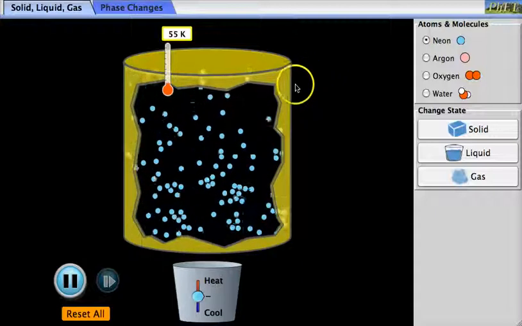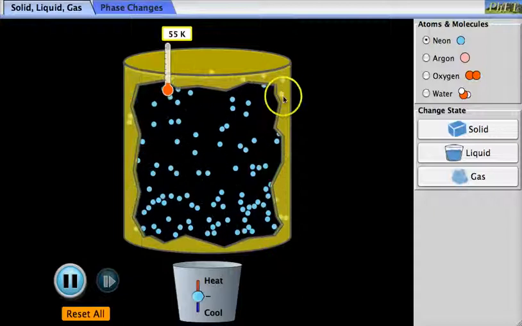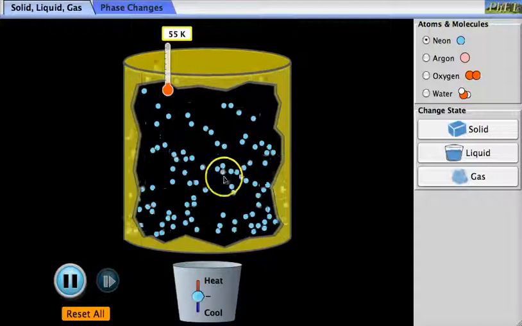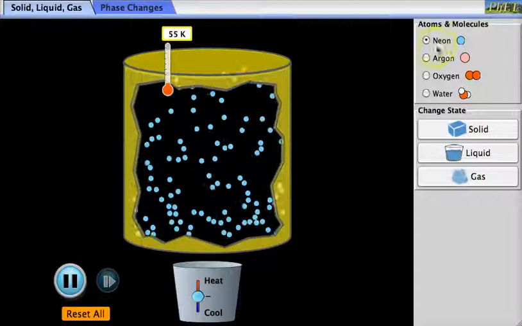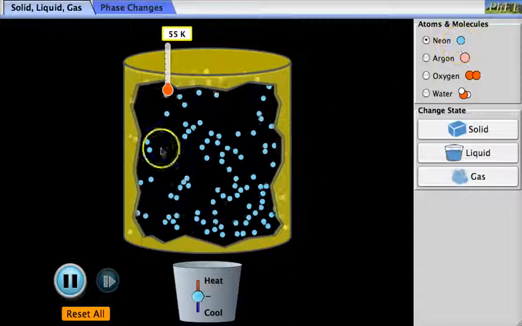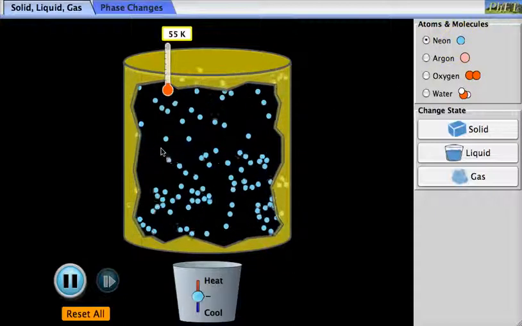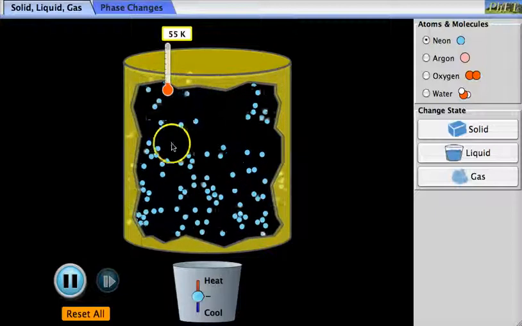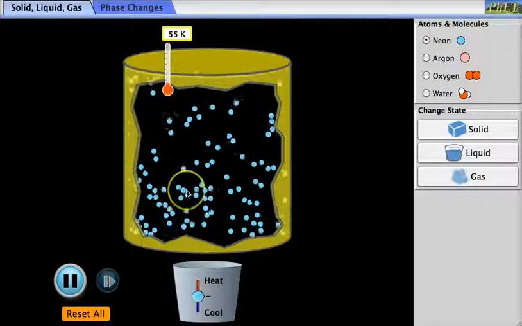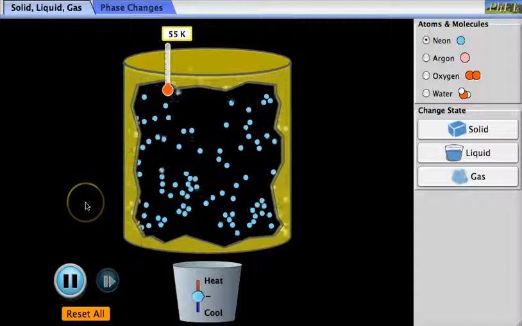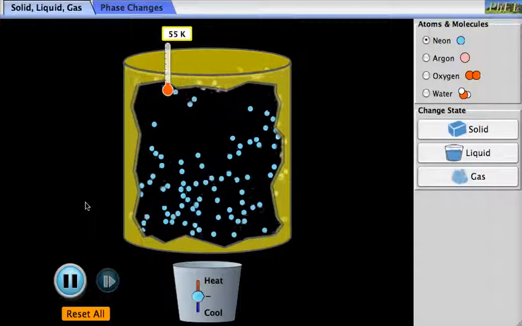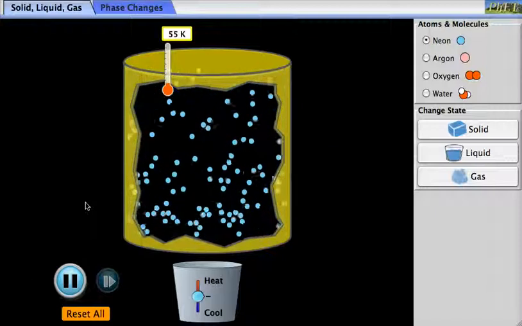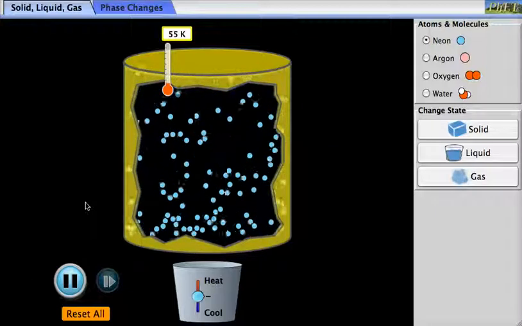The first part of kinetic theory is that we say all gases are made of these tiny little particles, and those are what you see floating around here. You can see these are neon atoms floating around inside this container. We say that these atoms are constantly moving. If you'll notice, you can't really find one that's holding still. Some of them are moving slower than others, some of them are moving much faster, but they're all moving.